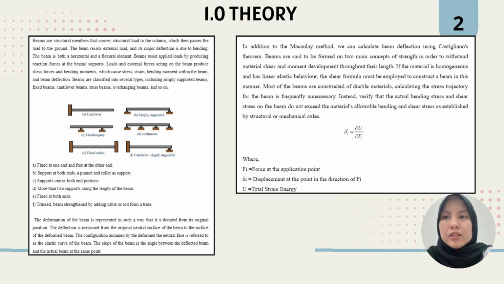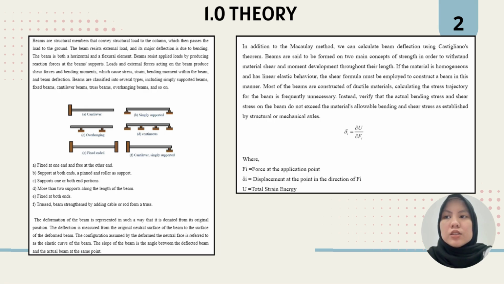Next, in addition to the Macaulay method, we can calculate beam deflection using Castigliano's theorem. Beams are said to be formed on two main constraints of strength. In order to resist material shear and moment developed throughout their length. If the material is homogeneous and has linear elastic behavior, the shear formula must be employed to construct a beam in this manner.